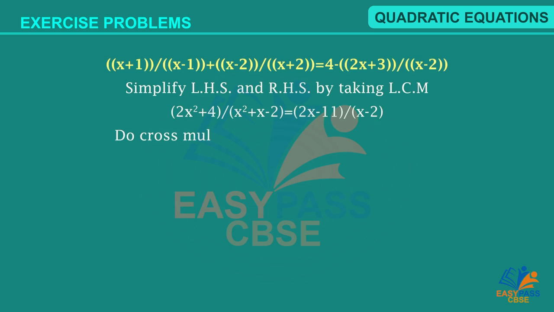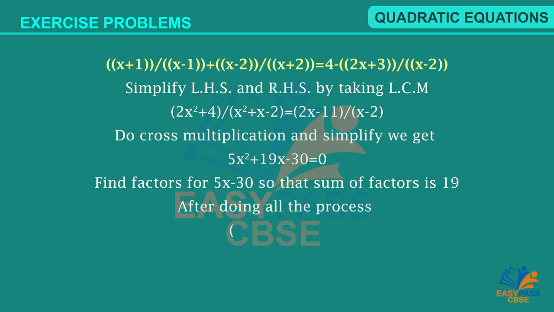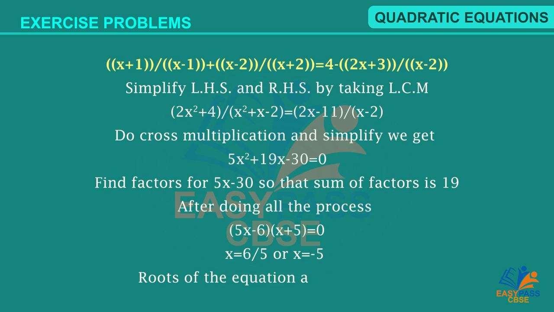Just do cross multiplication and simplify it. We finally get 5x² + 19x − 30 = 0. As usual, take the x² coefficient and the constant, find the product, and find the factors of that product so that the sum of the factors is 19. After doing all this, we have (5x − 6)(x + 5) = 0. That means x = 6/5 or x = −5. Therefore, the roots of this equation are x = 6/5 or x = −5.